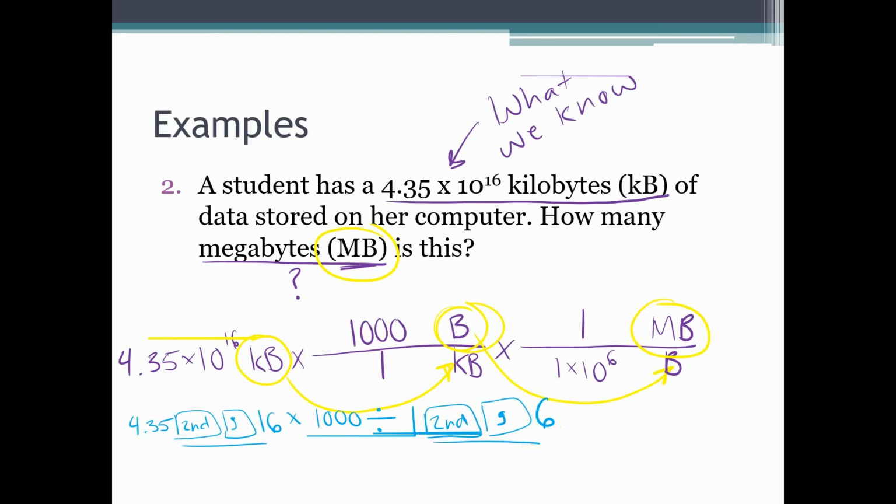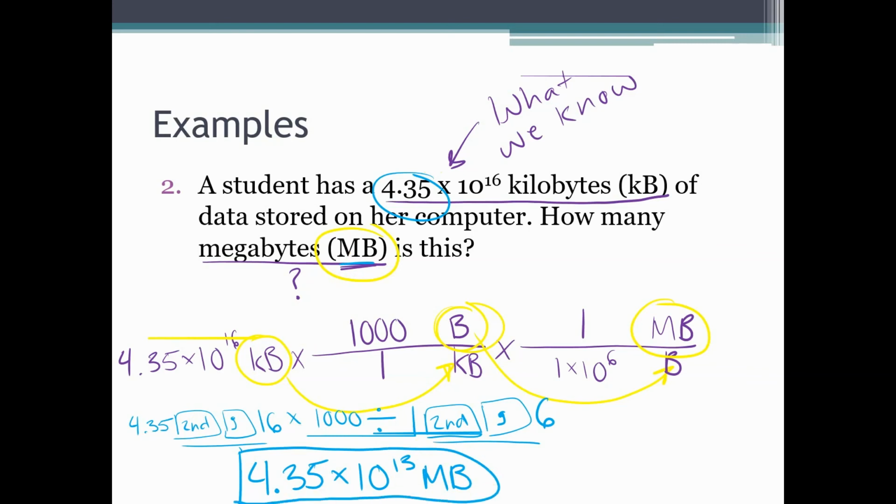And when you hit enter, your calculator is going to say 4.35 times 10 to the 13th megabytes. And we should double check our significant figures. We started with 3 out front here in our given, and we've got 3 here in our answer. So we're good on significant figures. We are told we're looking for megabytes. Our answer is in megabytes, so we are done. Put a box around that.